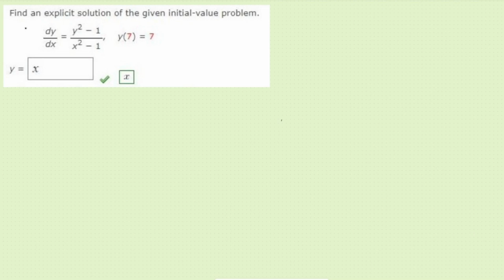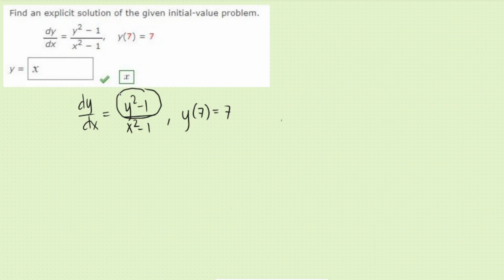So in this video, we're going to find an explicit solution of the given initial value problem dy over dx is equal to y squared minus 1 all over x squared minus 1, given the initial condition y of 7 is equal to 7. So the first thing we're going to do here is to separate the variables.